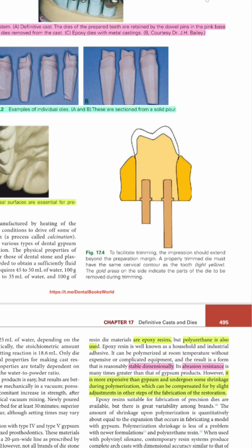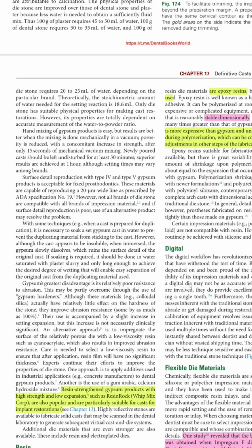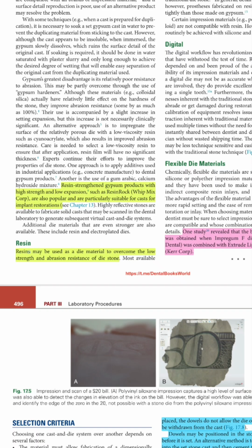Although gypsum is considered the main material that is used for the die, there is the introduction of resins that are incorporated with the gypsum, so it strengthens it and lowers its expansion. A material named resin rock is popular for casts of implant restorations to increase the abrasion resistance of the die stone.